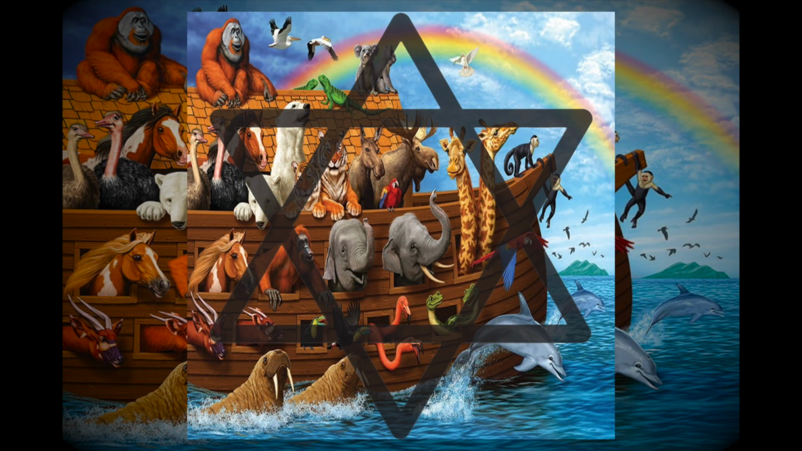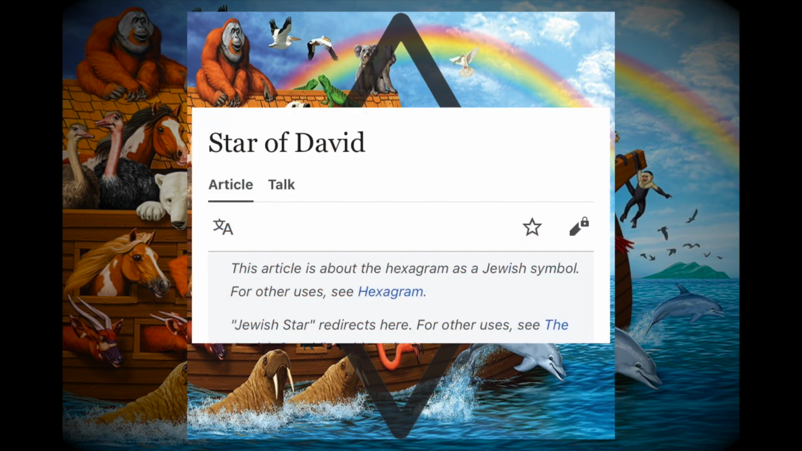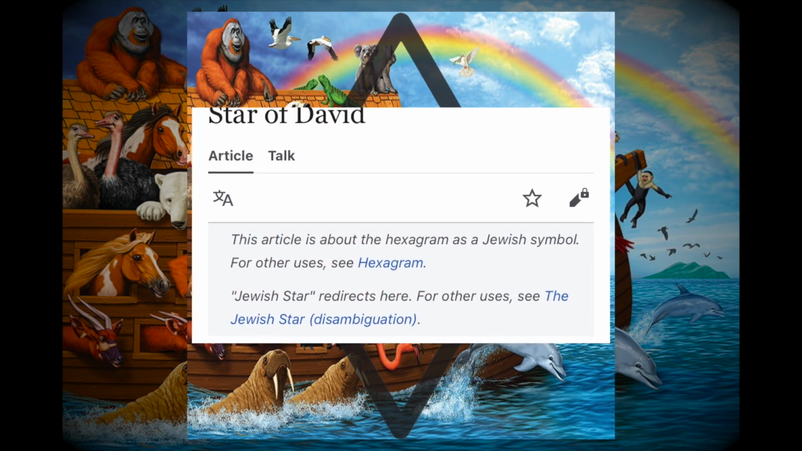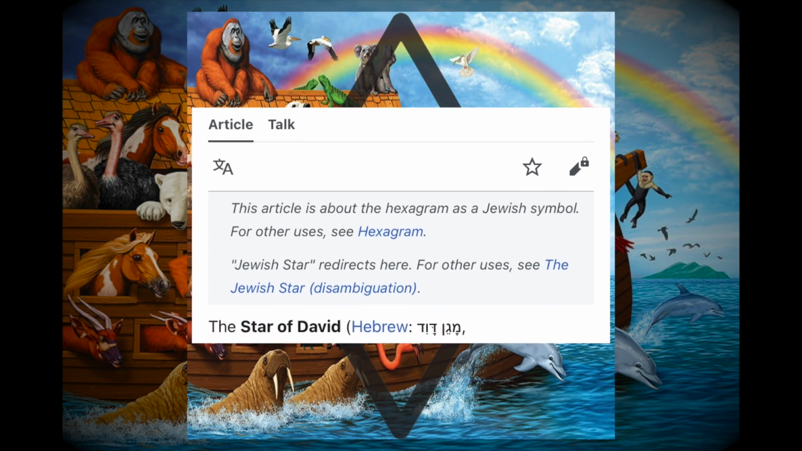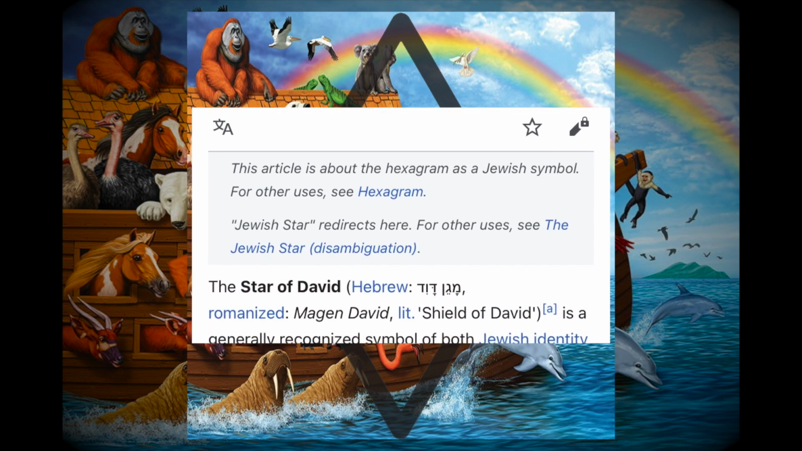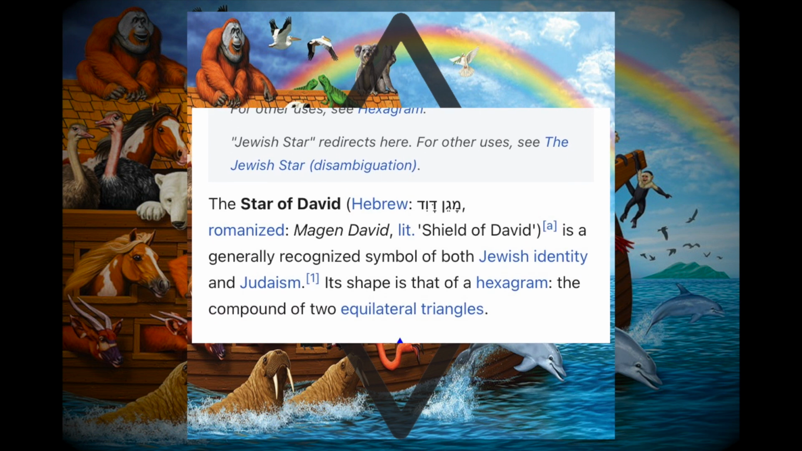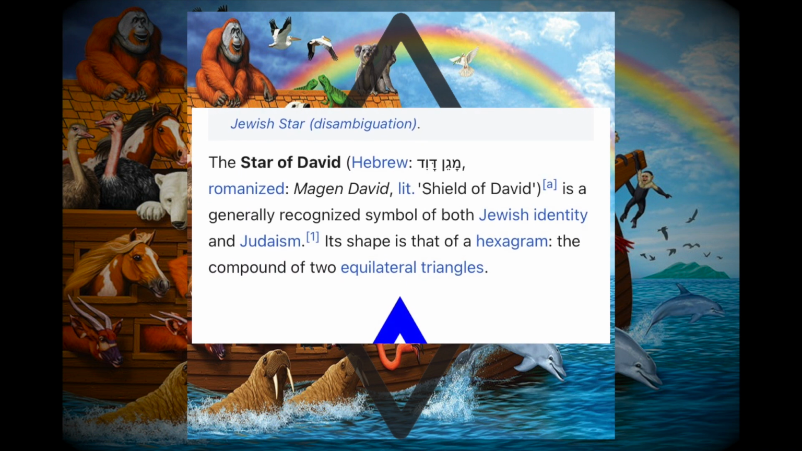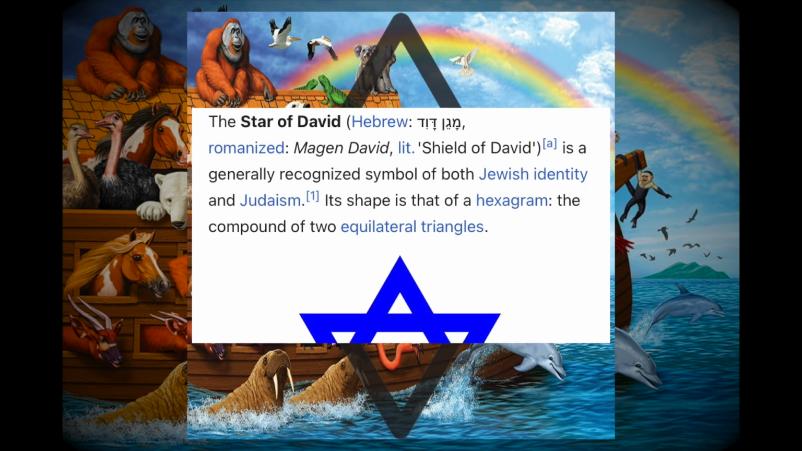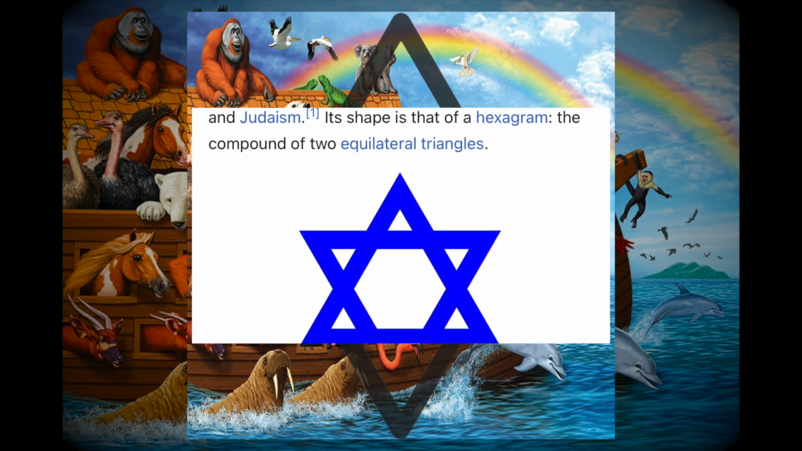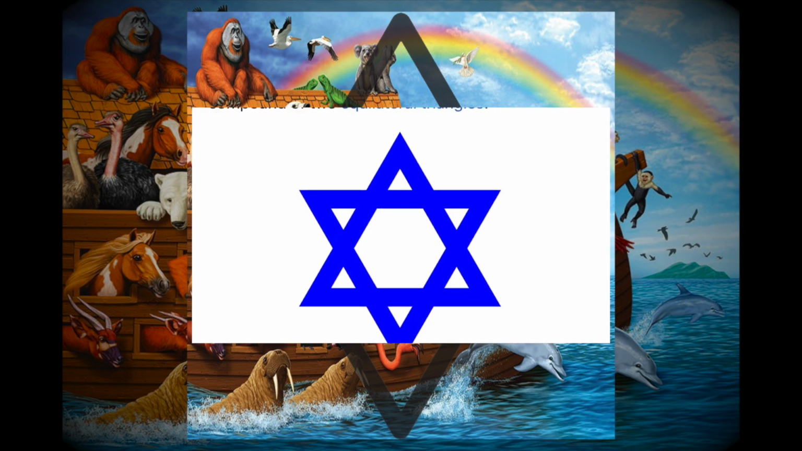The Star of David represents aromatic rings. This article is about the hexagram as a Jewish symbol. For other uses, see hexagram. Jewish star redirects here. For other uses, see the Jewish star disambiguation. The Star of David, Hebrew, romanized Magen David, literally Shield of David, is a generally recognized symbol of both Jewish identity and Judaism. Its shape is that of a hexagram, the compound of 2 equilateral triangles.